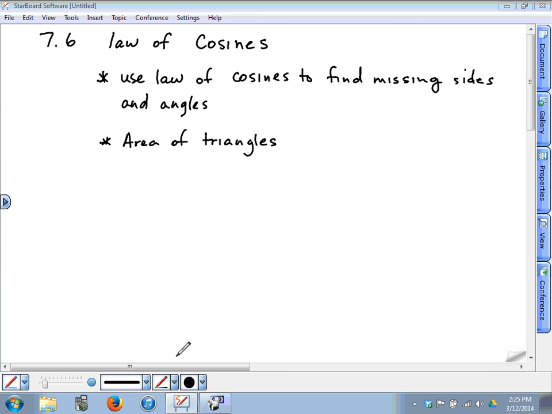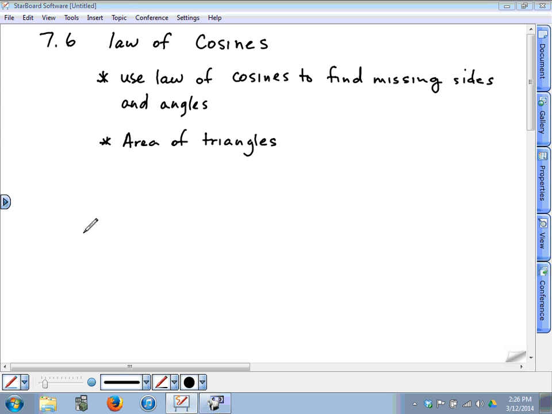Okay, 7.6, it's really section 6.6 in your book, but this is unit 7. Law of cosines, this is just kind of an addition onto the last lesson, which was law of sines. We can use law of cosines to find missing sides and angles of triangles, and they don't have to be right triangles. And then we're going to talk about finding the area of triangles when we may not know the height.